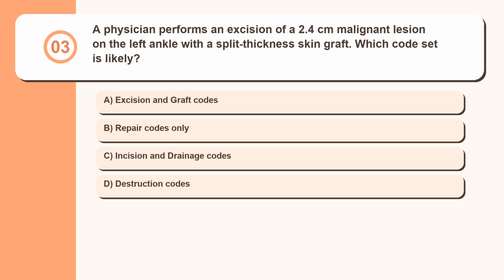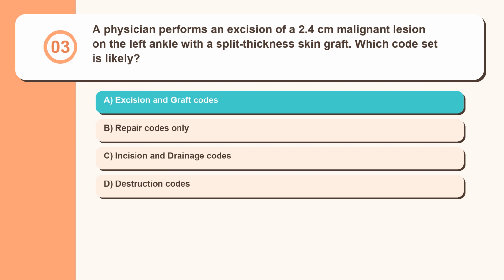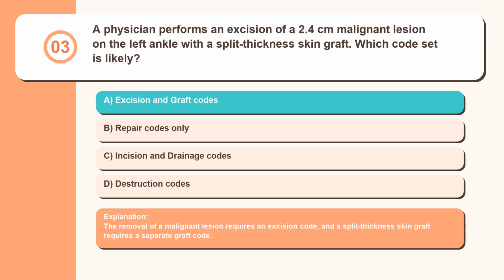Question 3. A physician performs an excision of a 2.4 cm malignant lesion on the left ankle with a split-thickness skin graft. Which code set is likely? Excision and graft codes. Repair codes only. Incision and drainage codes. Destruction codes. The removal of a malignant lesion requires an excision code, and a split-thickness skin graft requires a separate graft code.